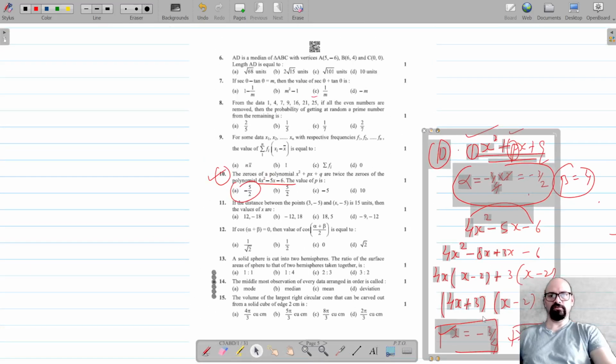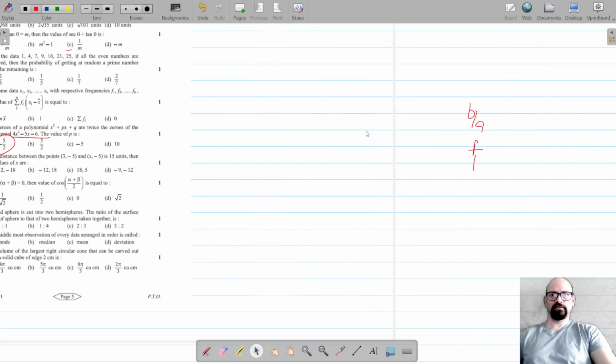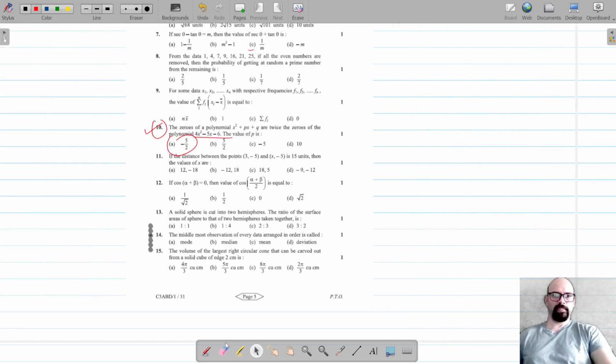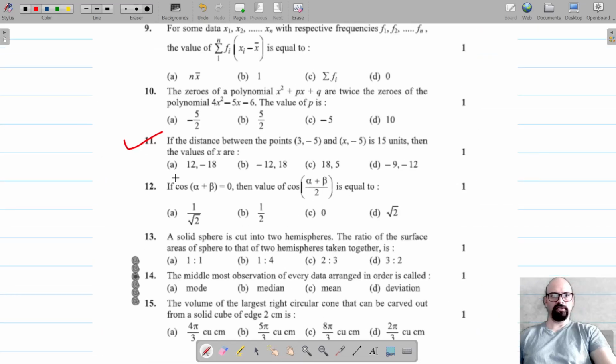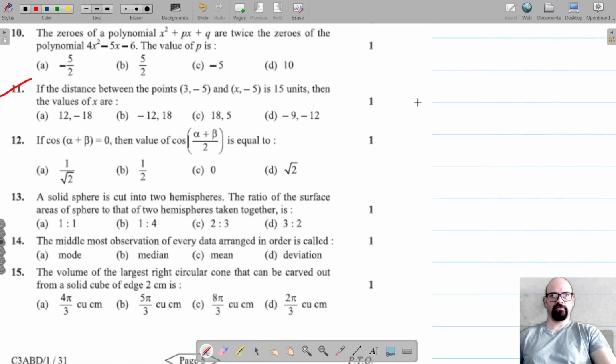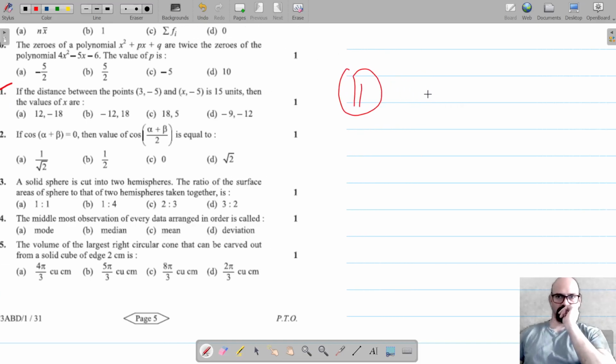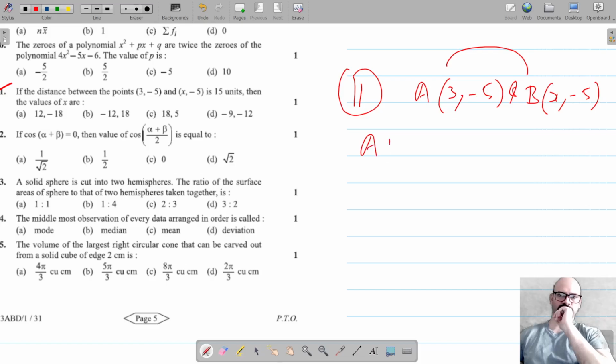Moving on to the next one, question number 11. We are done with question number 10. It's given that the distance between the points is 15 units. Then what are the values of x? For question number 11, let's say these points are A, 3 comma minus 5, and B, x comma minus 5. So the distance between these two points is denoted by AB, which is equal to 15 units.